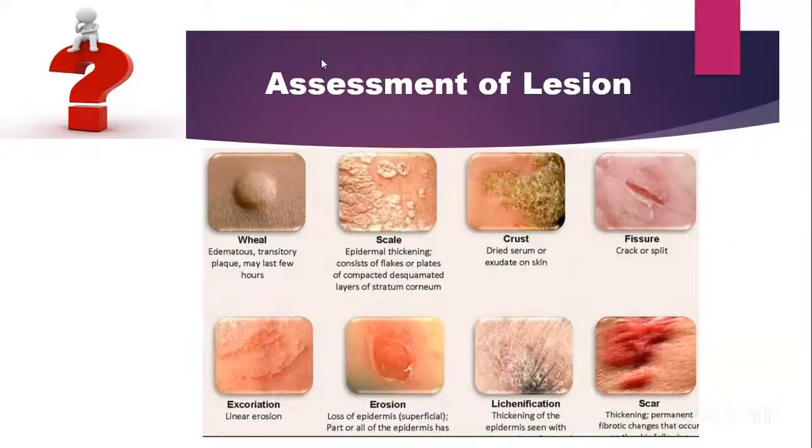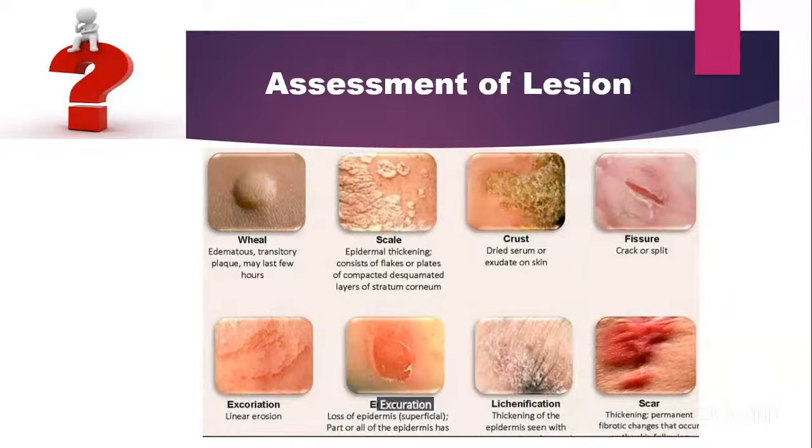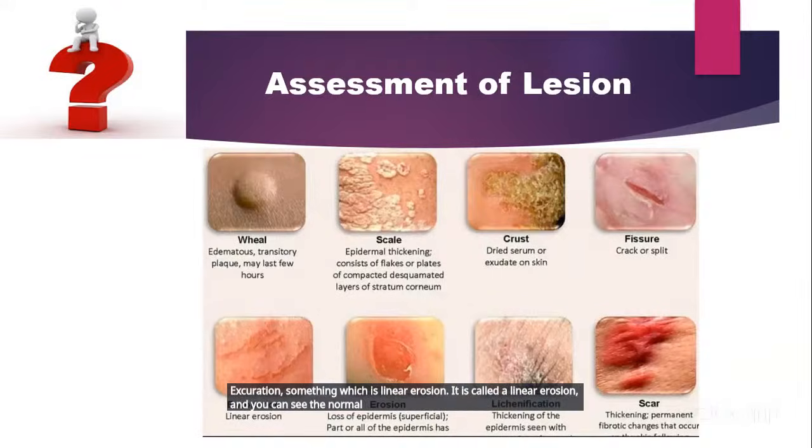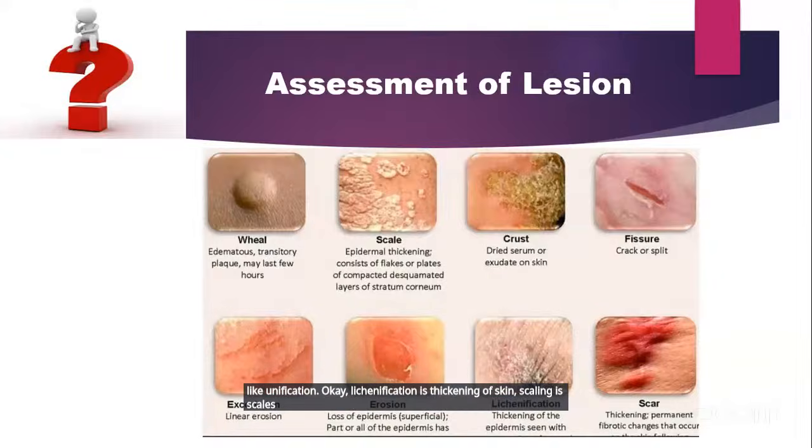Clear? Fissure, you can see a typical cut. It is called crack or split. It is called fissure. Excoriation, something which is linear erosion. It is called a linear erosion. And you can see the normal erosion also. Lichenification. Okay, lichenification is thickening of skin. Scaling is scales. Whenever you are scratching it, scales will be coming. That's the difference between scale and lichen.